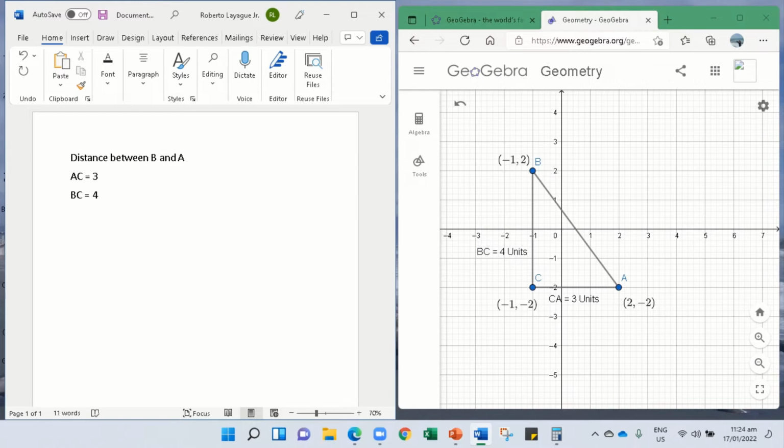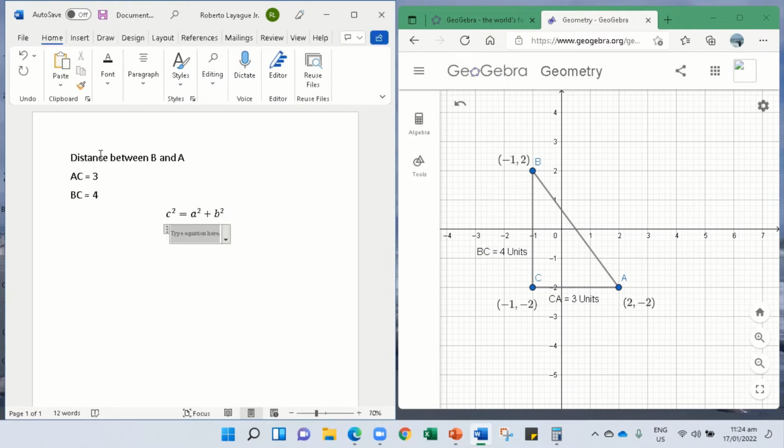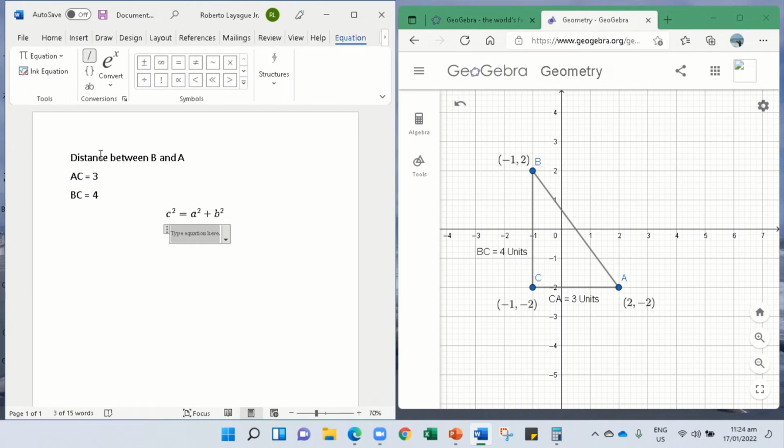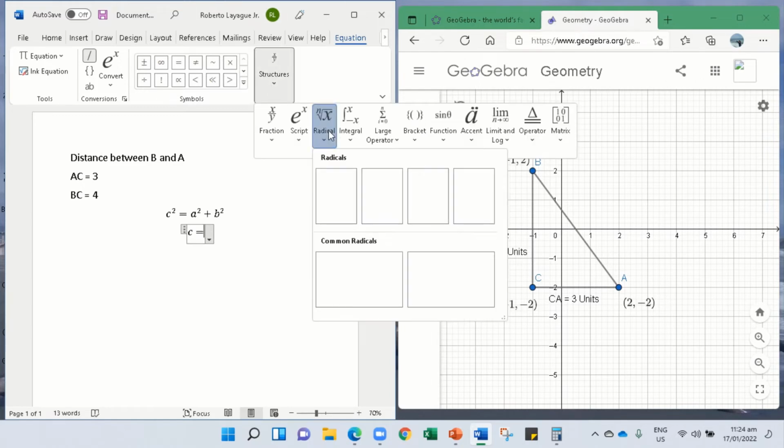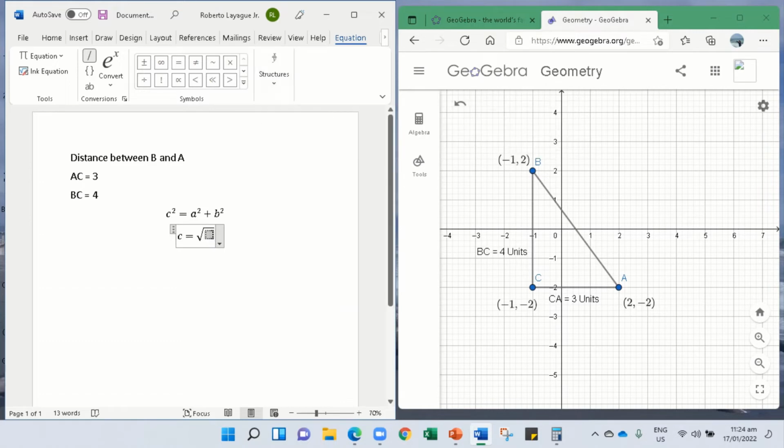We know that CA is equal to 3 units, and then BC is equal to 4 units. Now we can use the Pythagorean theorem, where c squared is equal to a squared plus b squared. Oops, let me have that properly. If you want to get the hypotenuse, in this case, the hypotenuse is BA. So we could have c is equal to the square root of a squared plus b squared.